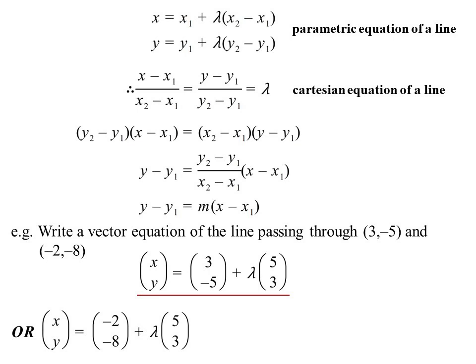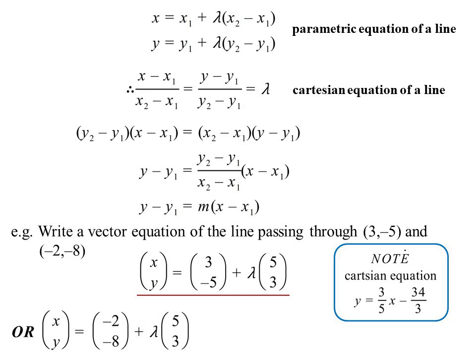So another point I knew was minus 2, minus 8. That would be one as well. So the difference, I guess, between Cartesian equations of the line and vector equations of the line: there is one Cartesian equation of the line, but we can have many different vector equations for the same line, because I could pick any point on the line I like. But this is the important thing. That is the actual Cartesian equation of the line.